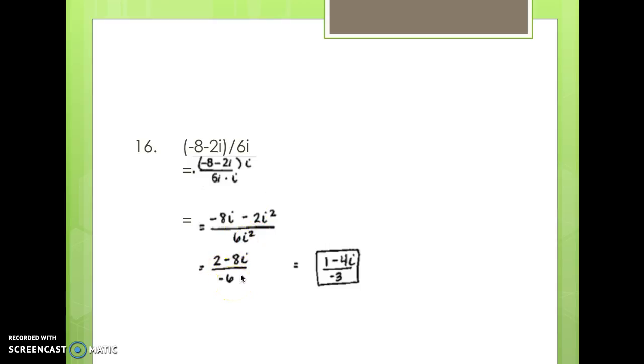Now remember, our form for these complex numbers is that our real number has to be in front, and our imaginary number, or i, has to be behind the real number. And when we reduce that, we're going to reduce 2 by negative 6, which gets us 1/3 and negative 3. And then we can also do 8 divided by negative 6, which gets us negative 4 and negative 3.